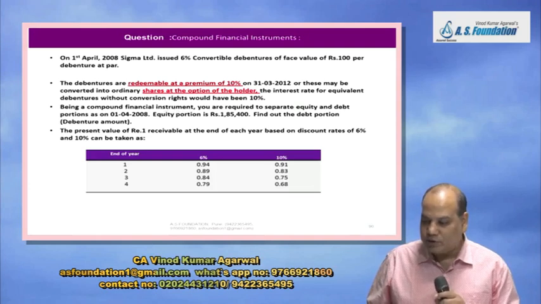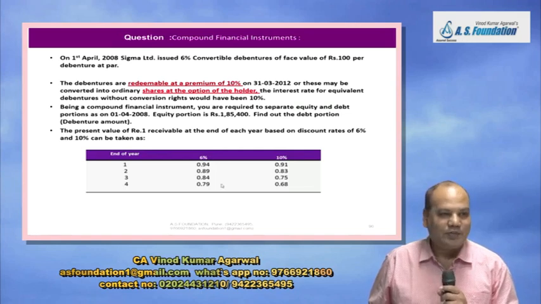The interest rate for similar debenture without conversion right is 10%. Being a compound financial instrument, you are required to separate equity and debt portion on 1/4/2008. Equity portion is rupees 1,85,400. Find out the debt portion. The present value factor is given to you at 6%, 10%. Like previous problem, 6% is not relevant.